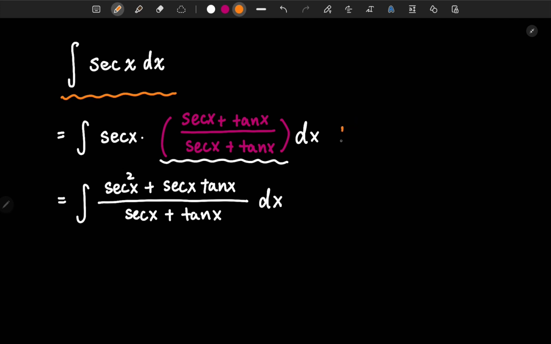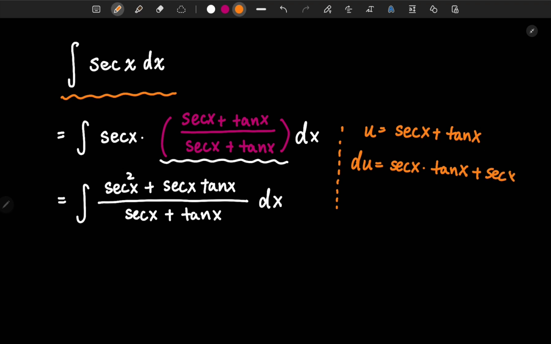And now we can use our u substitution. Let's set our u to be secant x plus tangent x. Then our du would be the derivative of the right side, which is secant x times tangent x, plus the derivative of tangent x, which is secant squared x, dx.